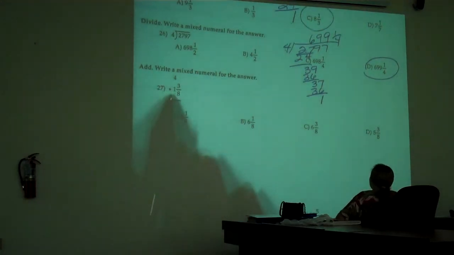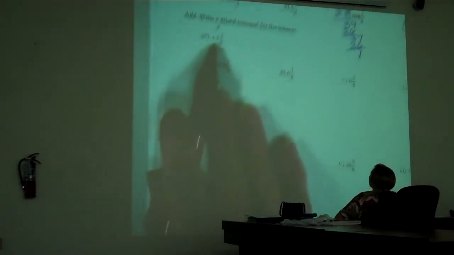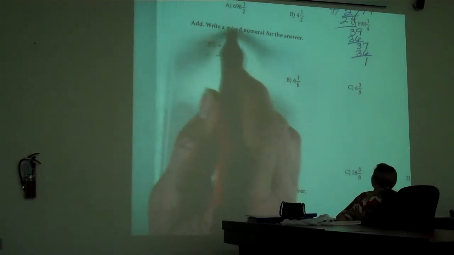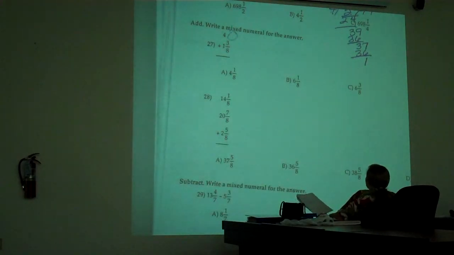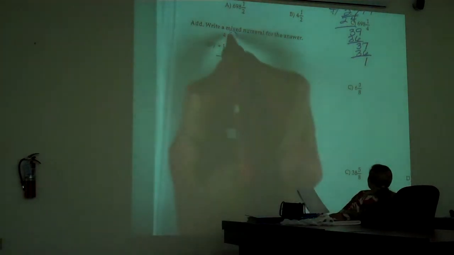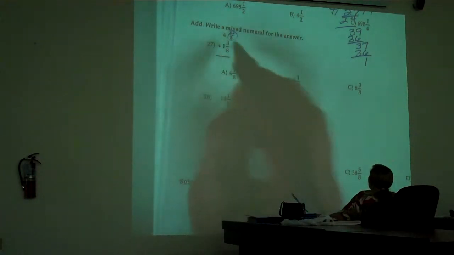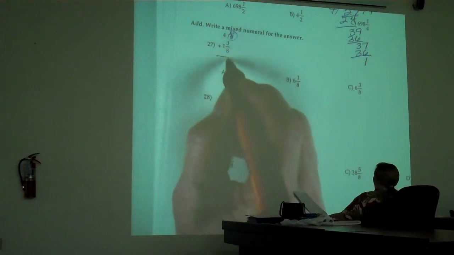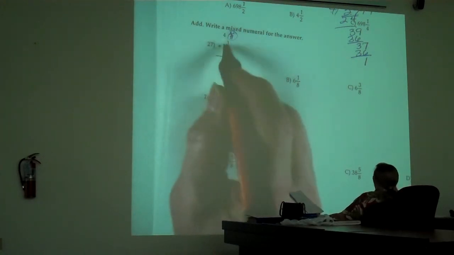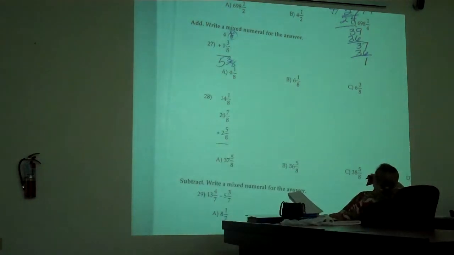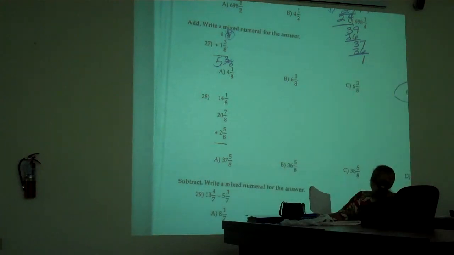Okay, adding. There's nothing here to add, but that's okay. It's like having 0 eighths. You don't have to put anything there though, because nothing plus 3/8 is just 3/8. 4 plus 1 is 5. So 5 and 3/8.